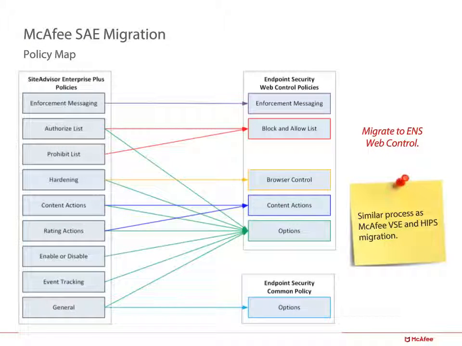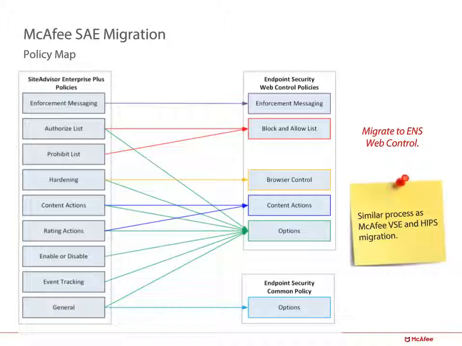For the Site Advisor migration, this screen shows you the different mappings of the policies that you had before with Site Advisor and what they map to now with the new web control policies. If you'll notice, the enforcement messaging is the same, but all of your different lists, like your authorized list and prohibit list, will be in the block and allow list, but you also have part of the authorized list in your options policy. The hardening gets sent to two different policies, the browser control and the options.